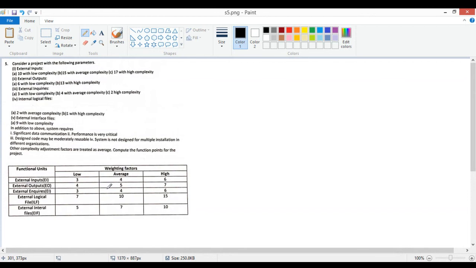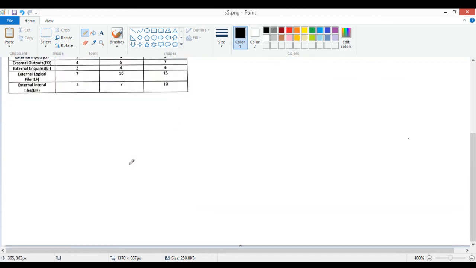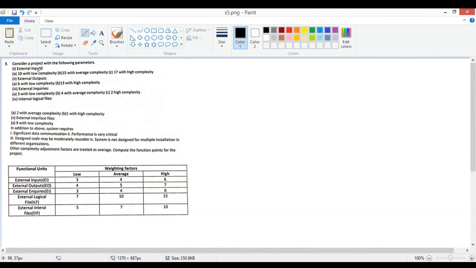Now this is a little complex. Here we have to find out everything, CAF, UFP, and everything is changing dynamically. So let us see what he has given. Consider a project with the following parameters. External inputs. You see, for inputs he has given 3 parameters. Okay, so let us solve it. Here in this case, he has given inputs. Let us write here inputs, for 5 functional units.